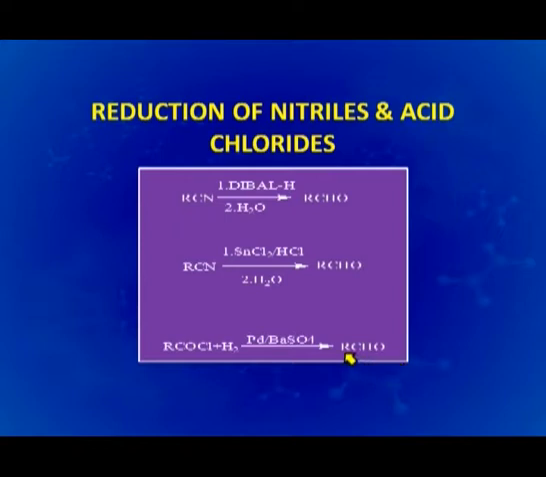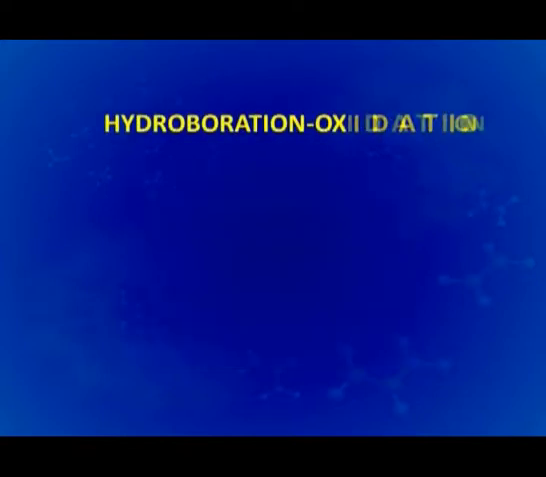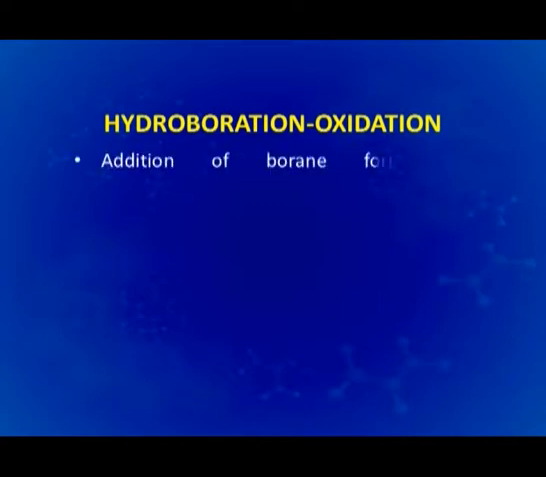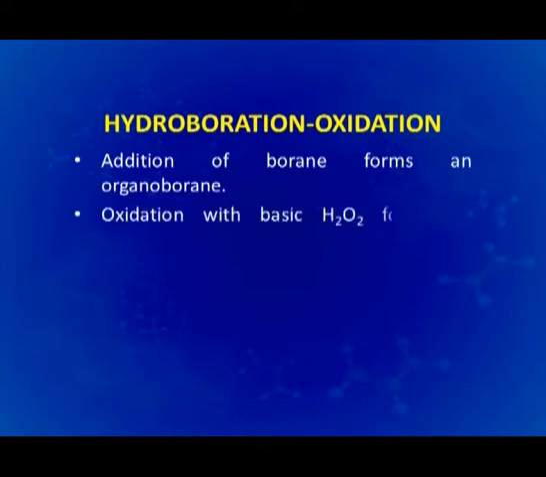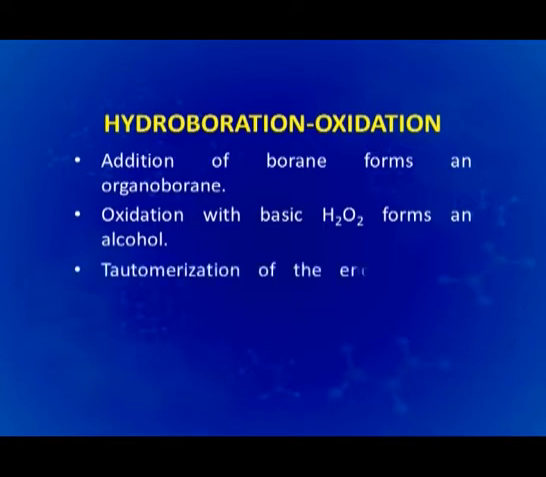So, here this reagent, that is the reducing agent palladium as well as barium sulphate, if we will use, then we can say that this is a Rosenmund's reduction. And the next synthesis is the hydroboration oxidation process. So, the name itself indicates that the addition of borane forms an organoborane, and the second step is oxidation with basic hydrogen peroxide forms an alcohol, and the tautomerization of enol forms a carbonyl compound.